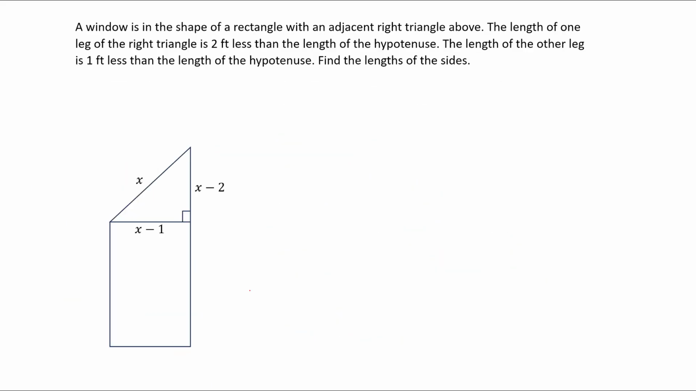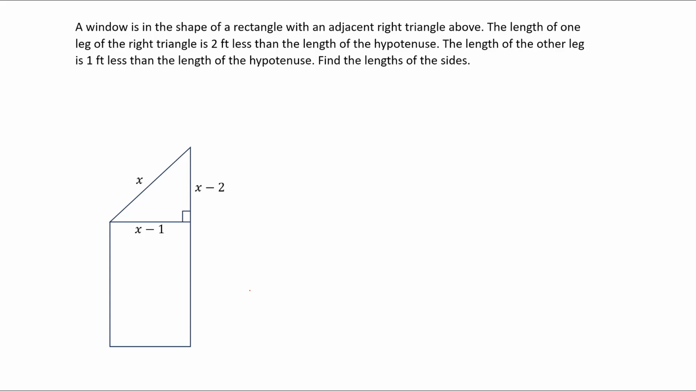Okay, a window is in the shape of a rectangle with an adjacent right triangle above. The length of one leg of the right triangle is 2 feet less than the length of the hypotenuse. The length of the other leg is 1 foot less than the length of the hypotenuse. Find the lengths of the sides.